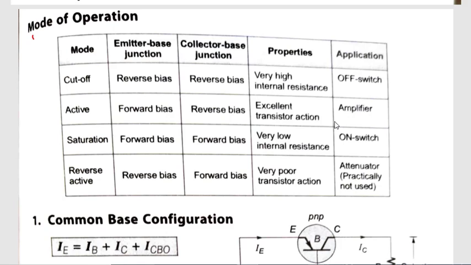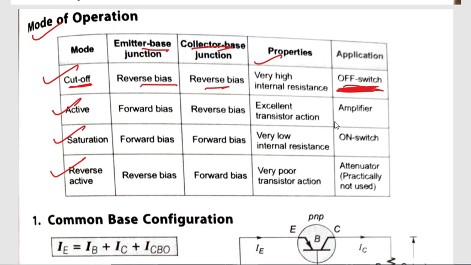These are the modes of operation in which the BJT can work. First is the cutoff mode, active mode, saturation mode, and the reverse active mode. In cutoff mode, the emitter base junction and the collector base junction are both reverse biased. The properties of this mode are very high internal resistance, and the application is as an off switch.